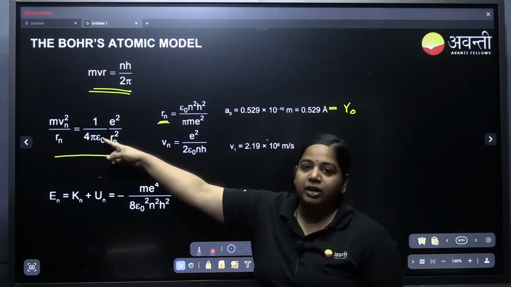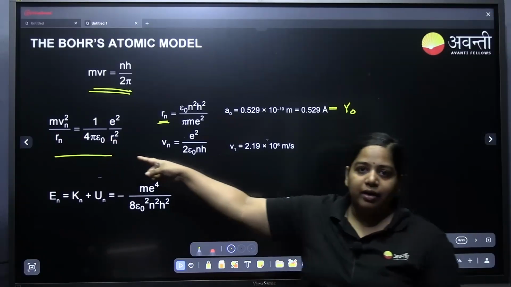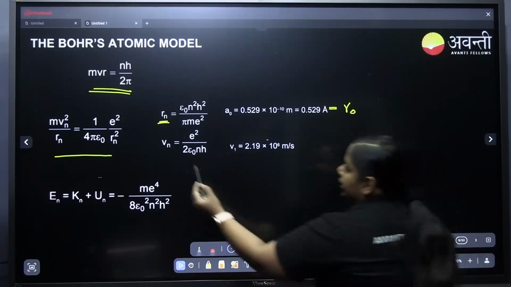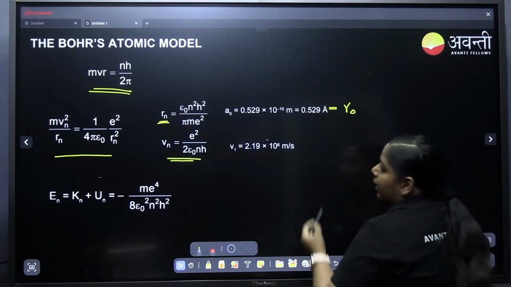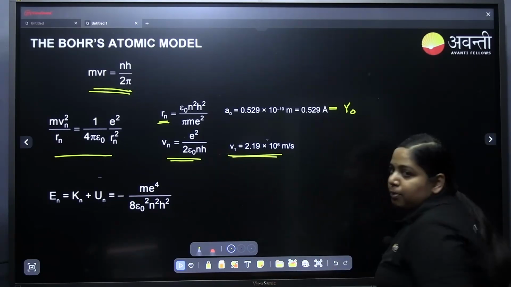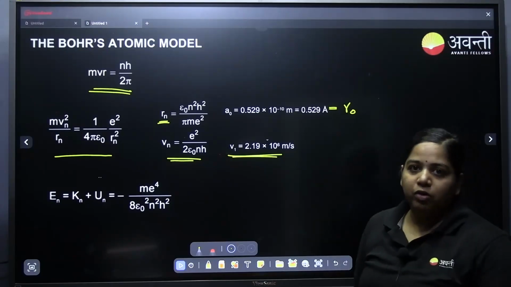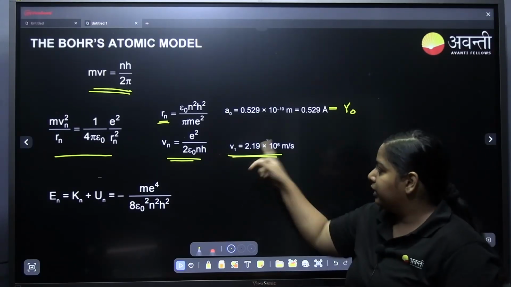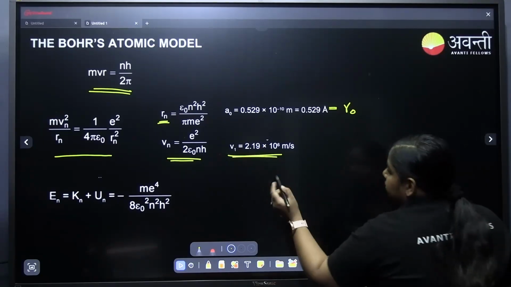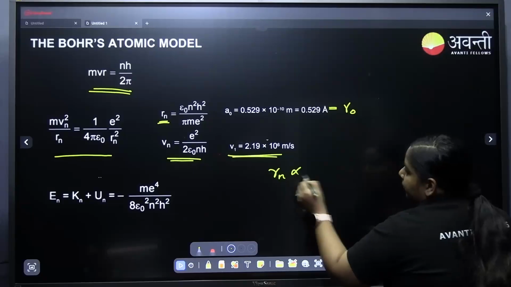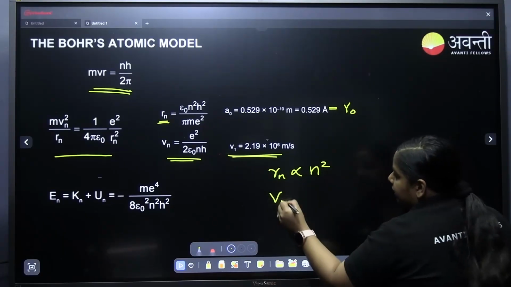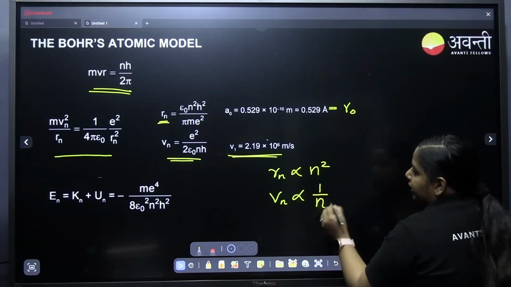Then substituting that in v. From here we are getting the equation of v with respect to r, right? For that we will substitute the r value, and you will get the equation for v also. Here also n is the only variable, so the rest are constants. The minimum velocity of the electron in the orbit when n equal to 1 is this value. Okay, and comparing these both, we can say that r_n is proportional to n square and v_n is proportional to 1 by n.